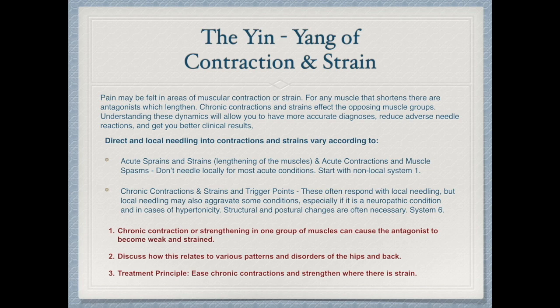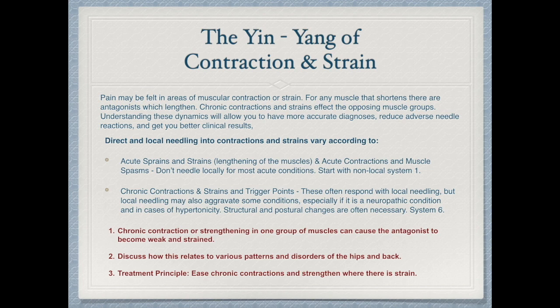All right, let's take a look at the next page, and it's called the yin-yang of contraction and strain. Pain may be felt in areas of muscular contraction or strain. For any muscle that shortens, there are antagonists which lengthen, and chronic contractions and strains affect the opposing muscle groups. Understanding these dynamics will allow you to have more accurate diagnoses, reduce adverse needle reactions, and get you better clinical results.